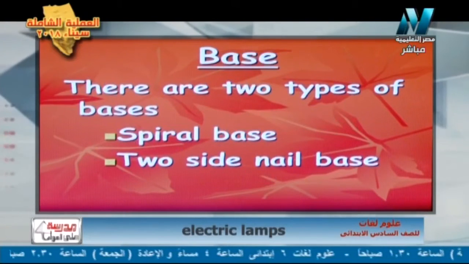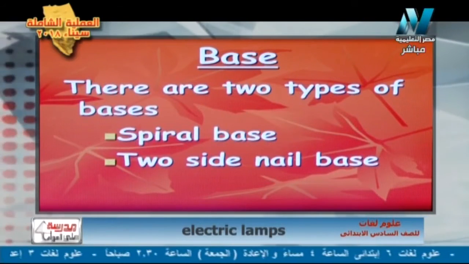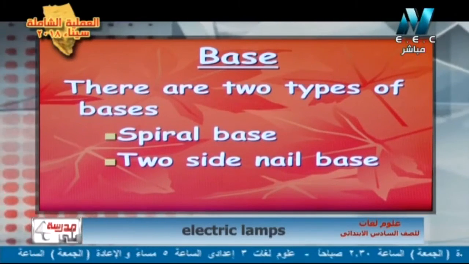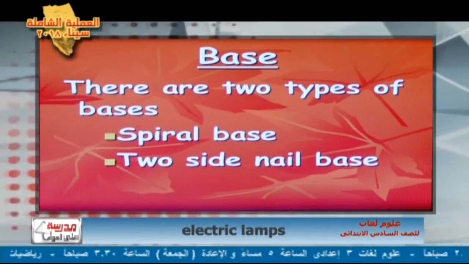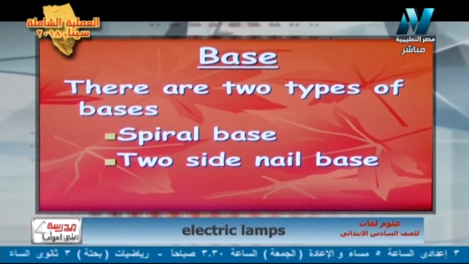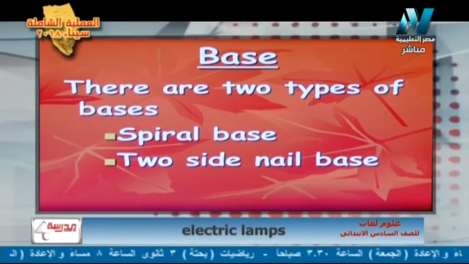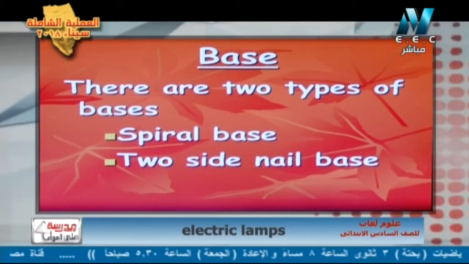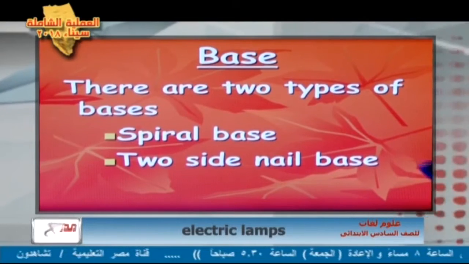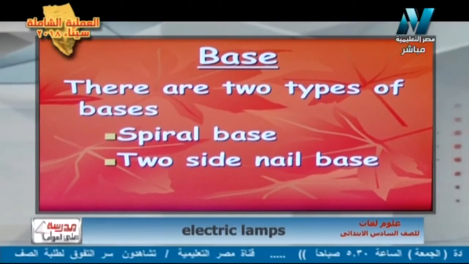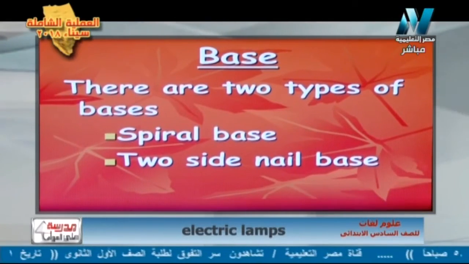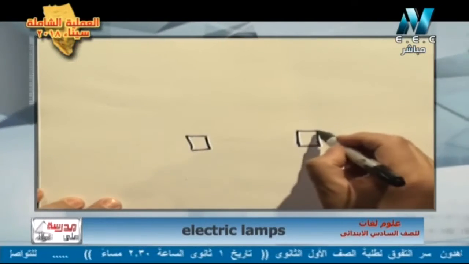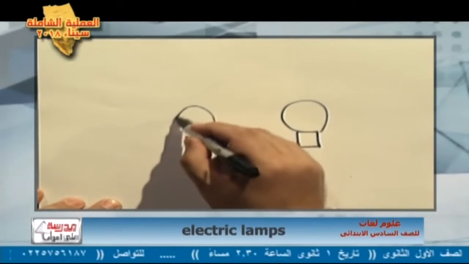So now what about the base? What are the types of base? There are two types of base, which we may hear about commercially: the spiral base, which is the "loz" lamp, and the two side nail base, the nail lamp, or more precisely a lamp with two nails. Now let me draw a simple drawing for those types of base. Imagine that I have a base here and another base, a lamp here and another lamp here.